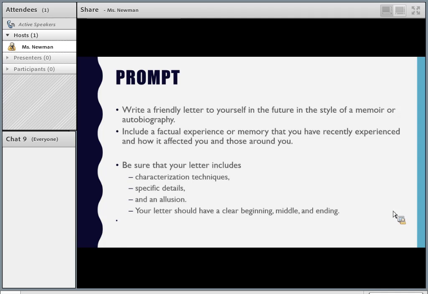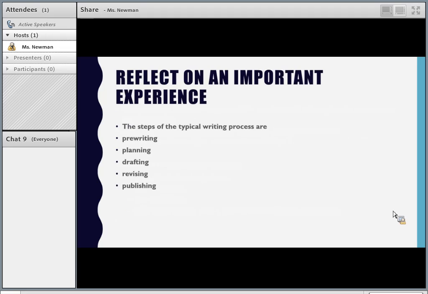Okay, so the prompt. First of all, it says, write a friendly letter to yourself in the future in the style of a memoir or autobiography. Include a factual experience or memory that you have recently experienced and how it affected you and those around you. Be sure that your letter includes characterization techniques. That means you're describing who was involved, giving an idea of what they were like, what their character is, specific details, and an allusion. Your letter should have a clear beginning, middle, and ending. We're going to further talk about all of these parts.